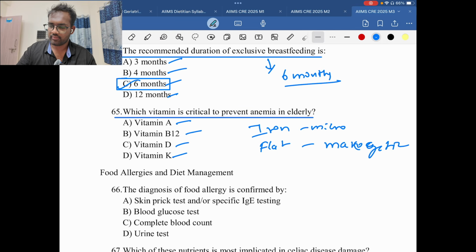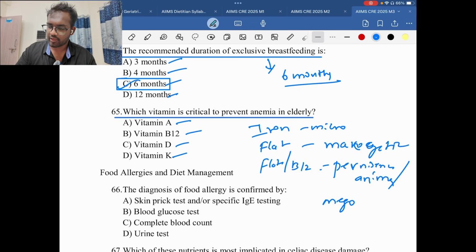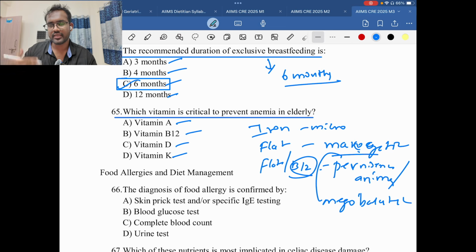Macrocytic anemia. If there is deficiency of folate or B12, then it is called pernicious anemia. It is also called megaloblastic anemia. This macrocytic anemia is called megaloblastic anemia also. Okay, if there is B12 deficiency, that is called pernicious anemia. It comes under anemia.